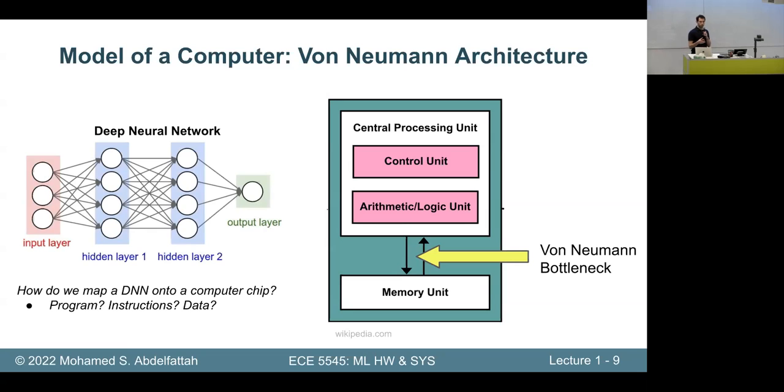And now we'll try to figure out how to map a deep neural network onto this von Neumann architecture. So which part of that neural network is the program? Which part of it is the instructions? And which part of it is the data? So these are some of the things that you should keep in mind as well.